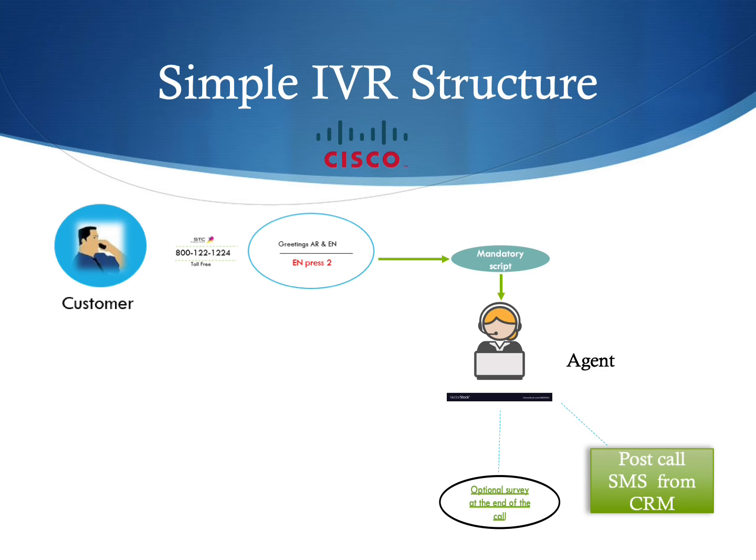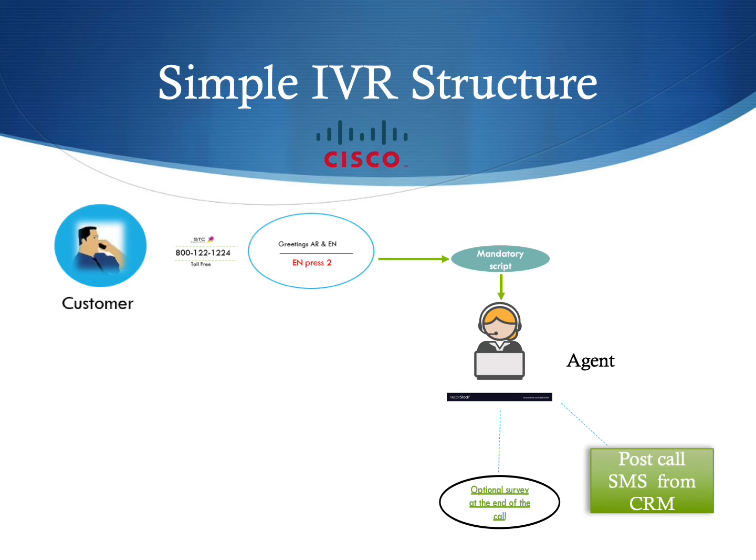Sample IVR structure. When the customer calls the toll-free number, greeting script initiates. And after that, customer is given the option to choose Arabic or English. Once they made the language selection, the mandatory script initiates. If there is any waiting time after the mandatory script, music on hold will play. If there's no waiting time, then the call immediately lands at the agent's phone.